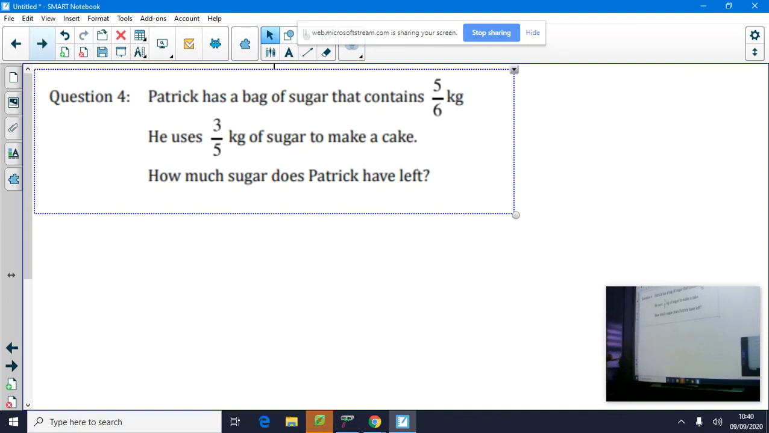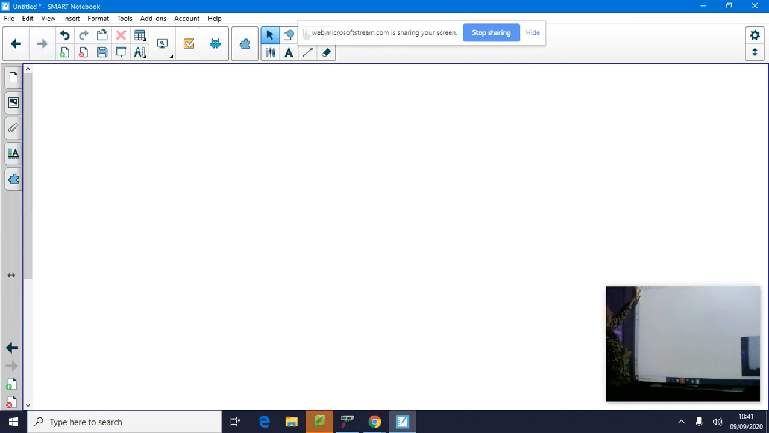Patrick has a bag of sugar. Uses a lot of sugar to make a cake. Never mind.